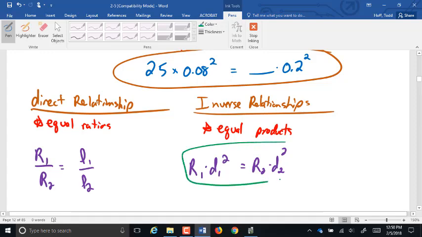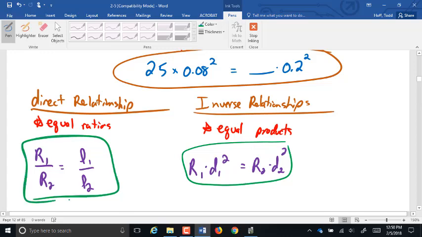But a lot of textbooks and a lot of manuals like to keep this proportion set up. So it's cross multiply and divide. So what they do is this. They solve this ratio. They divide both sides by R, and then they divide both sides by D2, and they get this.